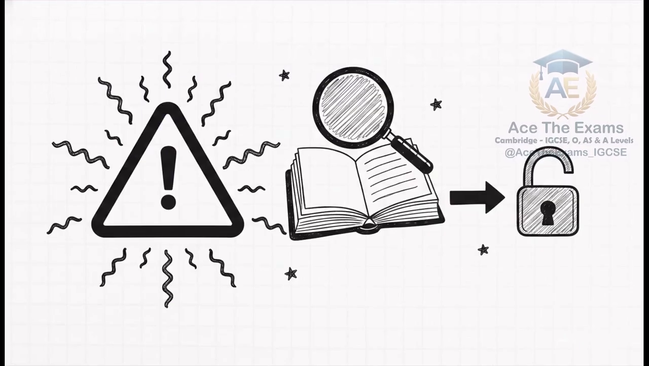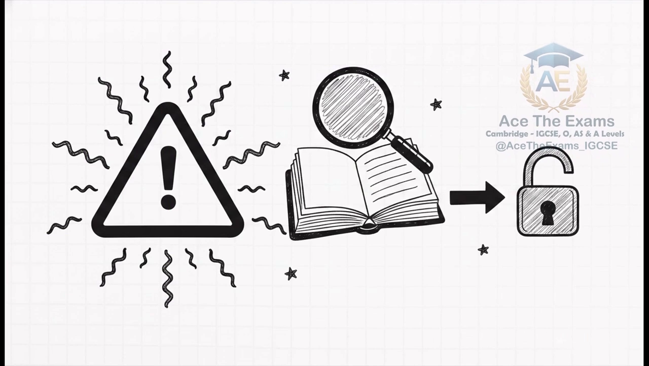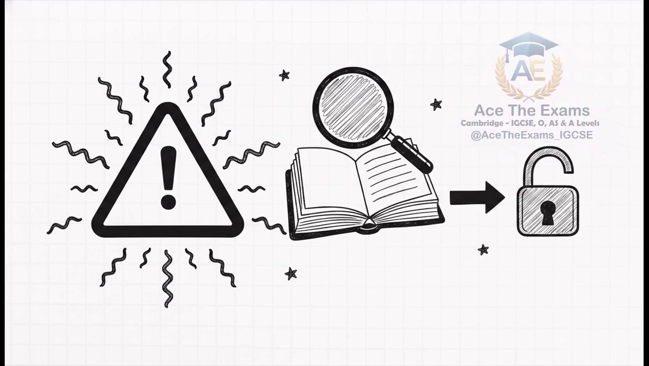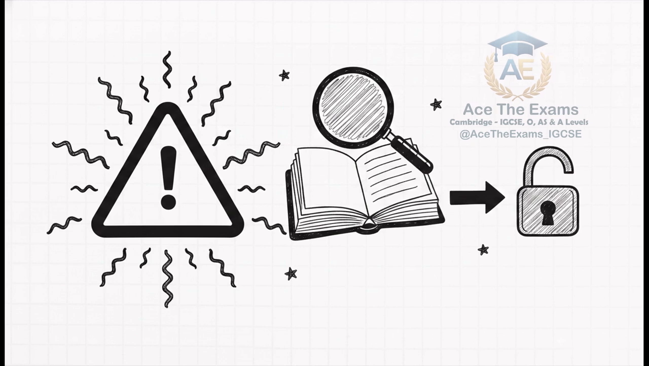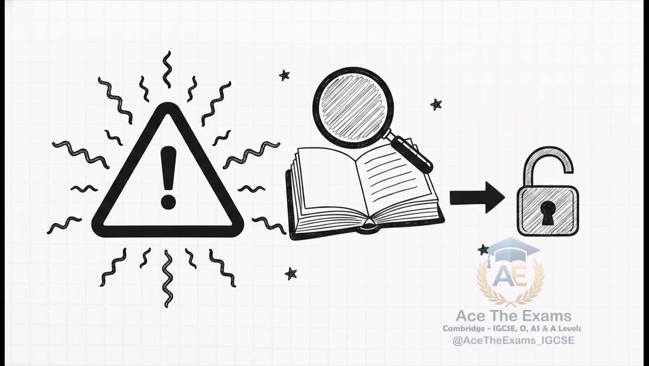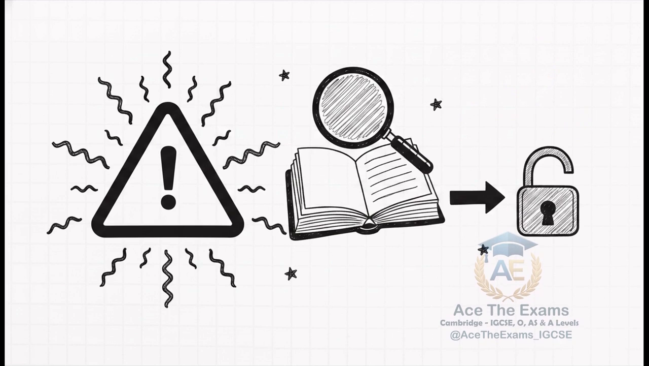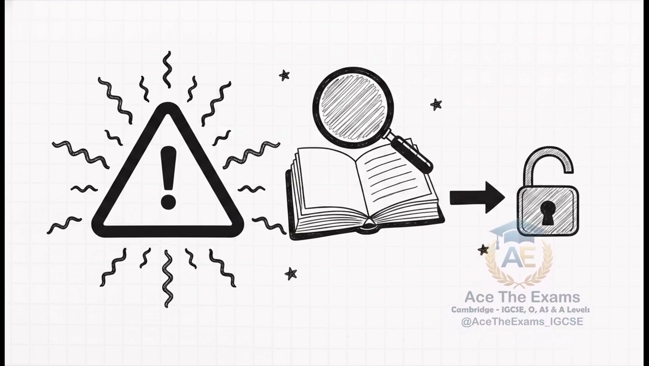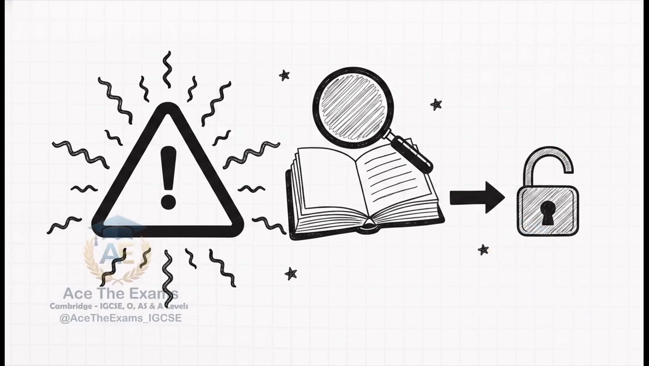First up is a massive red flashing examiner alert. Always, always define key terms before using them in your extended responses. The examiners explicitly note that candidates consistently confuse key terminology. For instance, candidates constantly confuse a function with a formula. They are not the same thing, or they write cell when they actually mean an entire range.